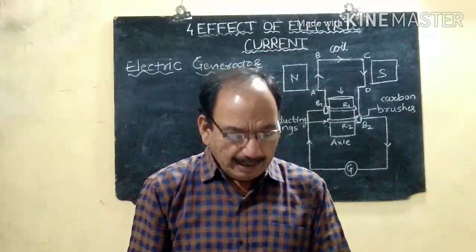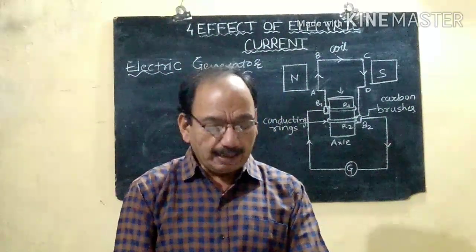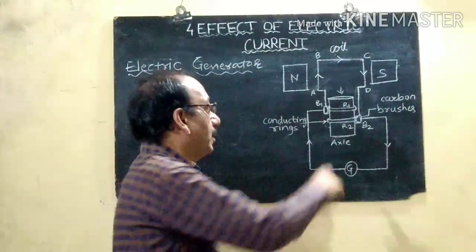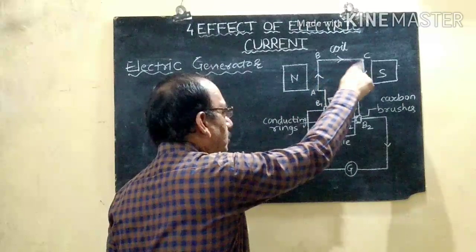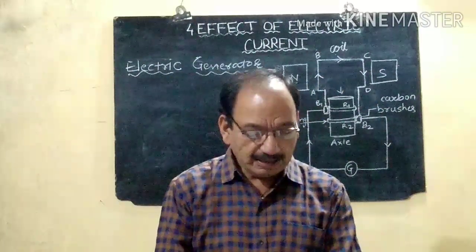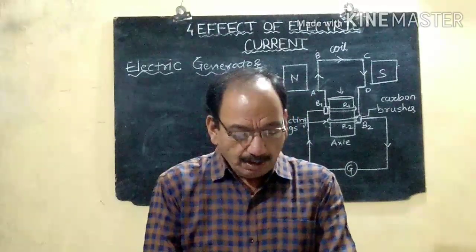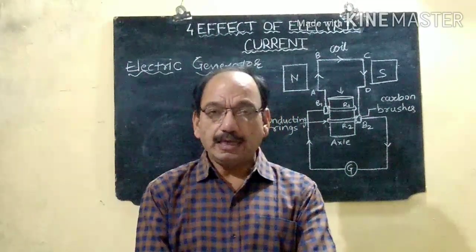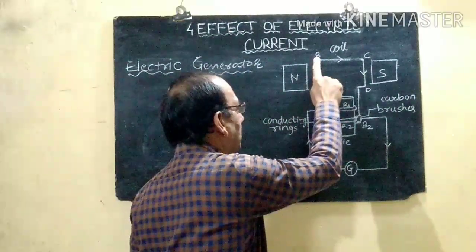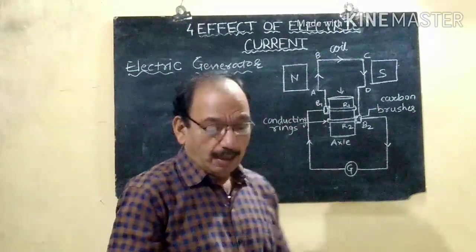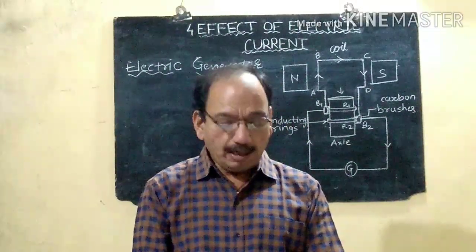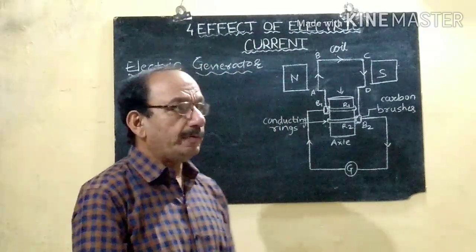According to Fleming's right hand rule, the electric current produced in the branches AB and CD flows in the direction A, B, C, D, like this. In the external circuit, the current flows in the direction B to B1.